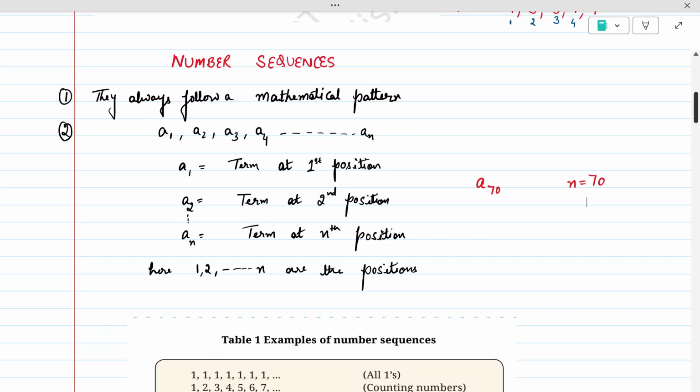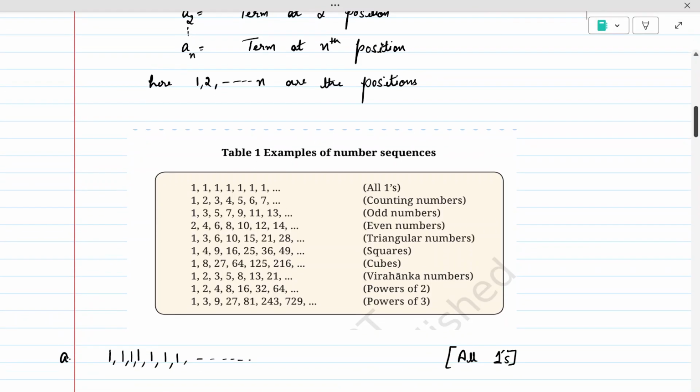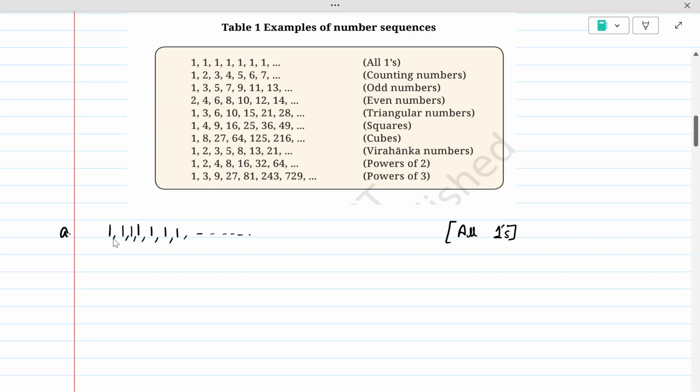Now let us go through the examples which are given in the book and try to understand those. So the first one is 1, 1, 1 and so on. So kids, here we can see that this is a sequence of all ones. Here at every position 1 is present. So if I ask what term is present at the first position, what is A1 here? At position 1, we have 1, right?